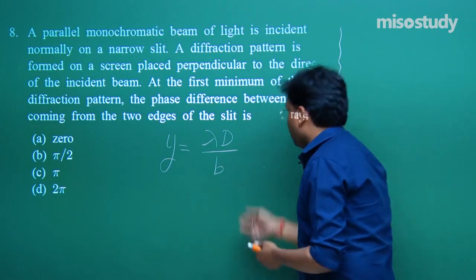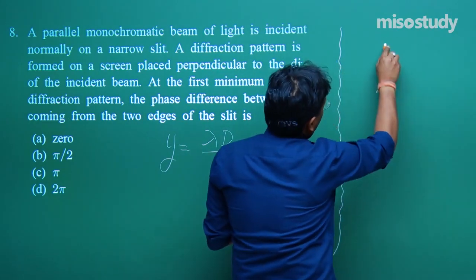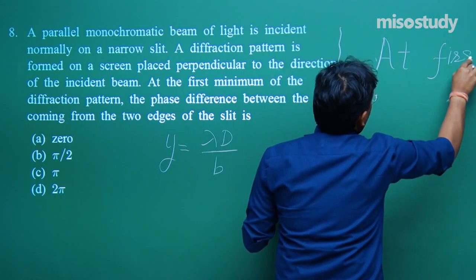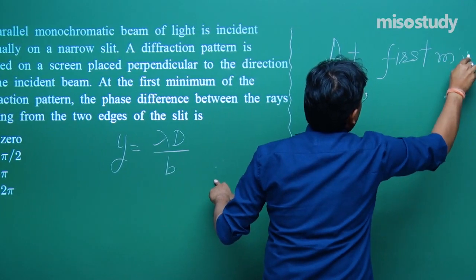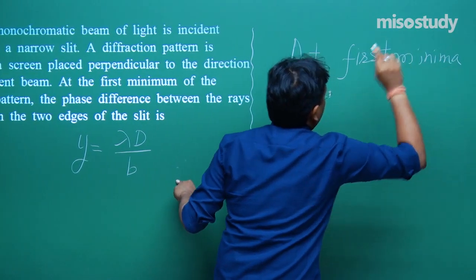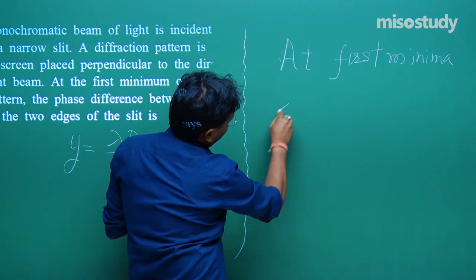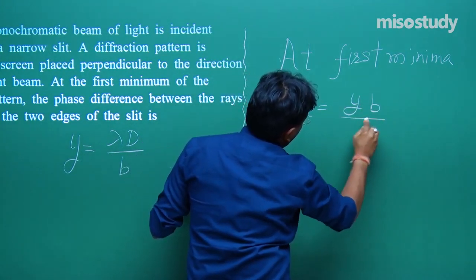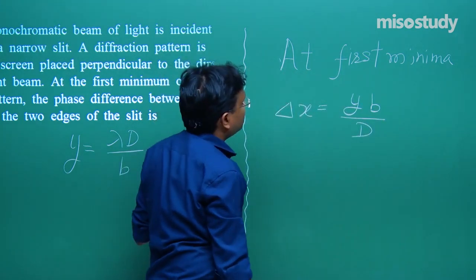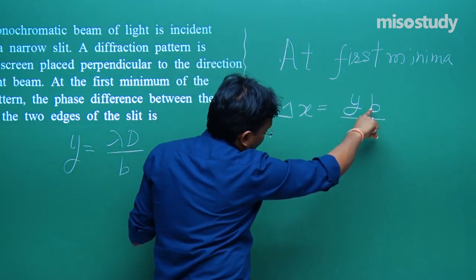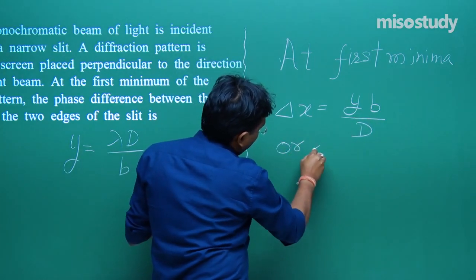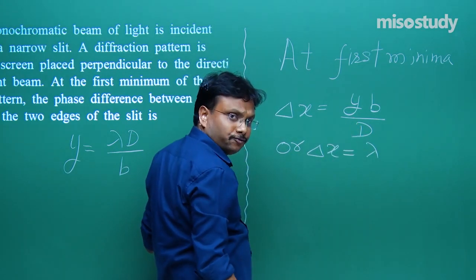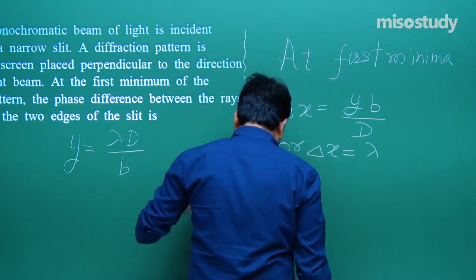So I will write down, don't worry on that part. At first minima, delta x is equal to yb by d, or delta x is equal to lambda, fine. That is why I mentioned this value over here.